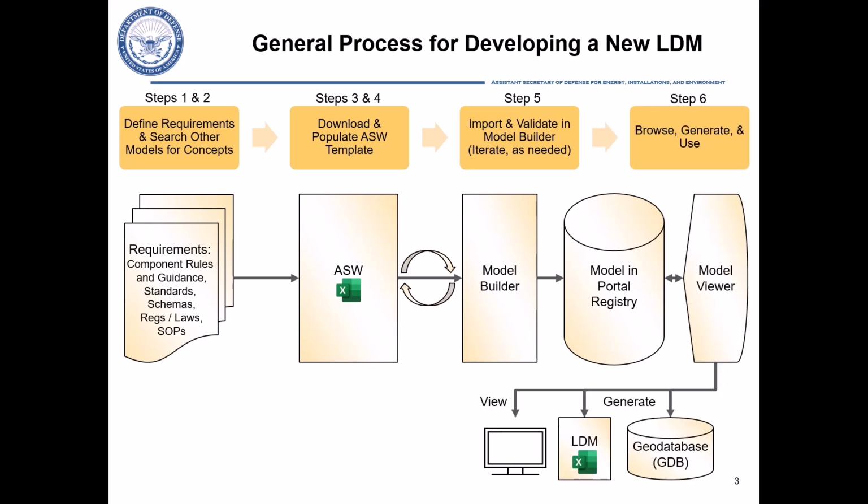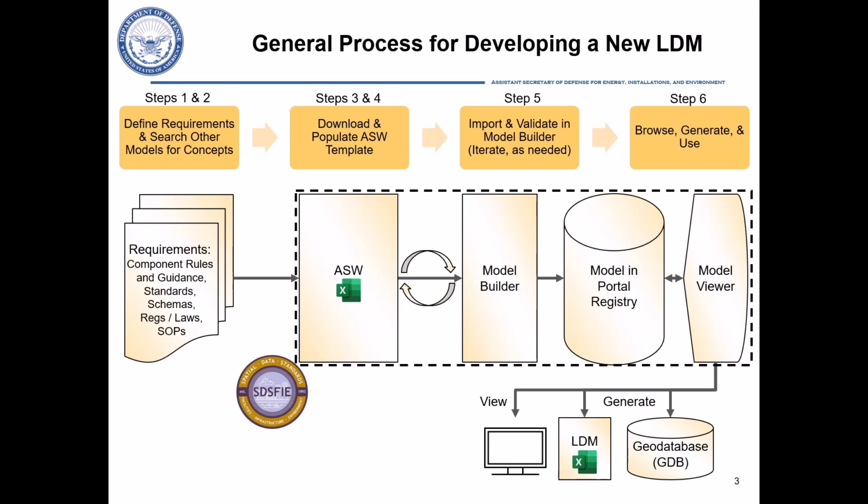In Step 6, the user can inspect and verify the integrity of the draft LDM in Model Viewer or as an Excel workbook. The user could perform other use cases there as needed, such as generating an Esri geodatabase, or GDB, with a schema corresponding exactly to that of the new model, and perhaps using that empty GDB as the target for a data migration task. Note that Steps 3, 4, 5, and 6 all involve interactions with the SDSFIE portal, and thus require a user account.